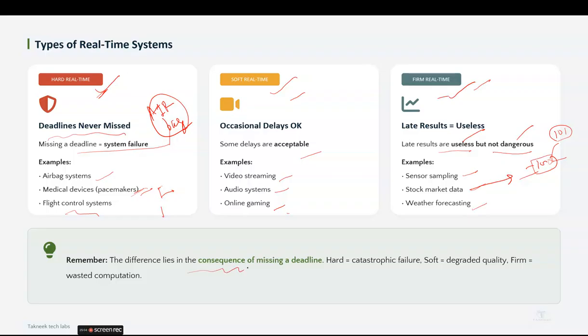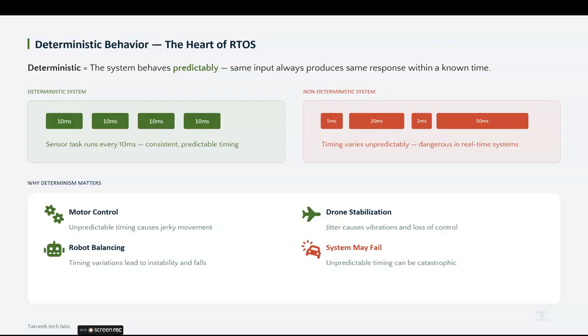Okay, the difference lies in the consequences of missing the deadline. Hard, it's catastrophic. Soft, it degrades the quality. Firm, wasted computation. Okay, so these are the types of RTOS.